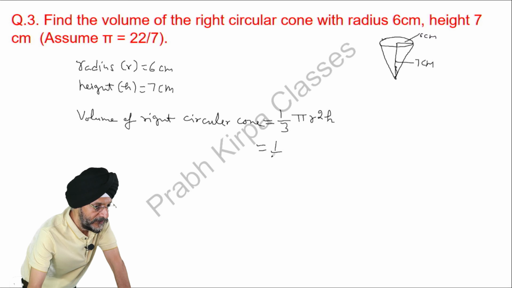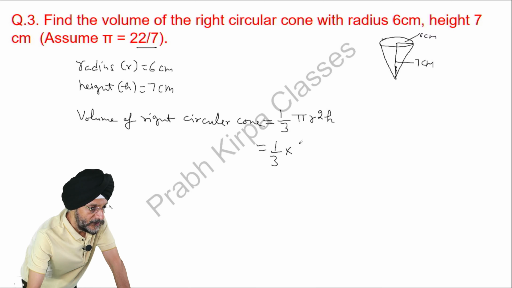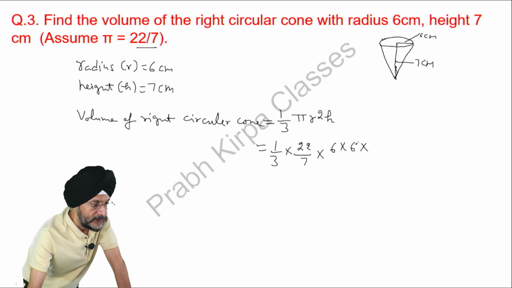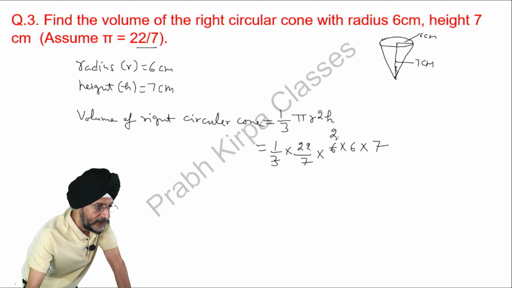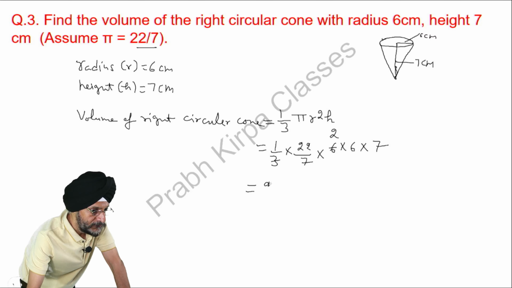We fill in the relevant values. What is the value of pi? It has been given as 22 over 7. What is the value of r? It is 6 square. Then what is the value of h? Height is 7. 7 divided by 7, 6 is divided by 3. So what is left is 22 into 12.